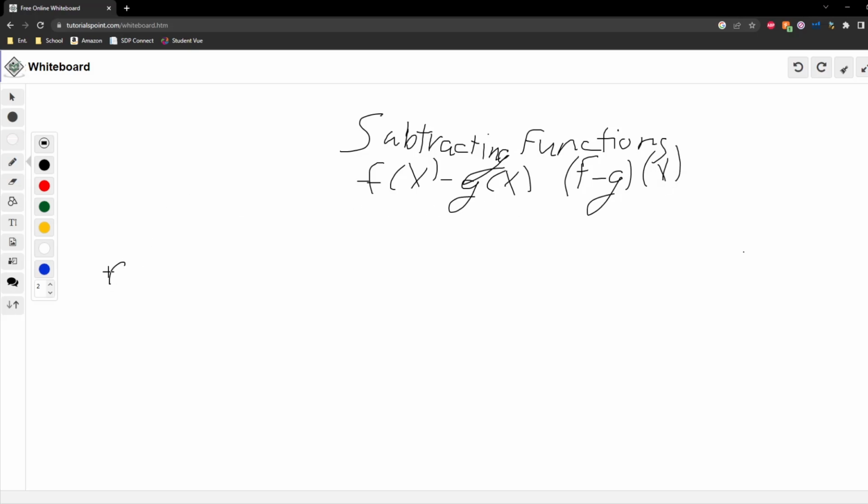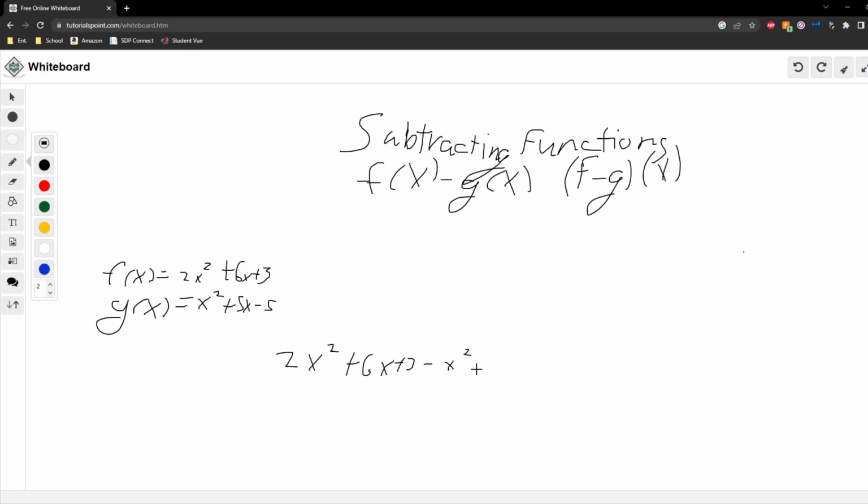F of x is equal to 2x squared plus 6x plus 3. G of x is equal to x squared plus 5x minus 5. First, format the equation into 2x squared plus 6x plus 3 minus x squared plus 5x minus 5. Now, let's locate our like terms. Except this time we subtract them instead of add them.